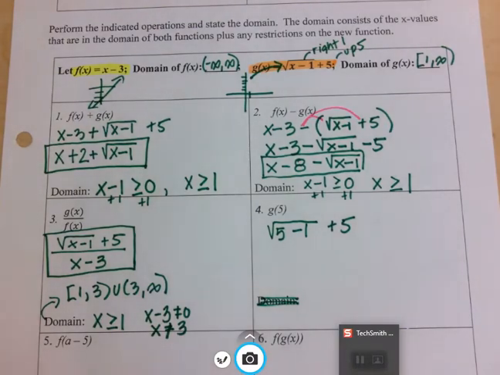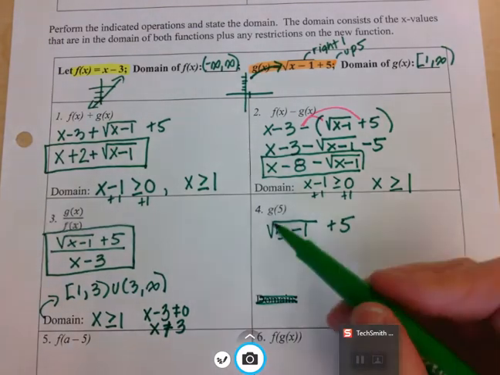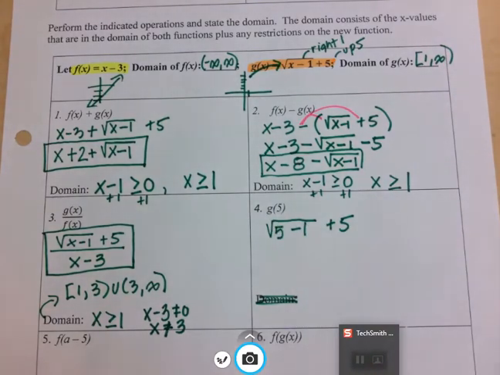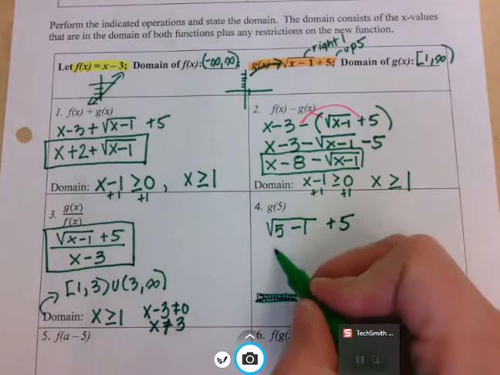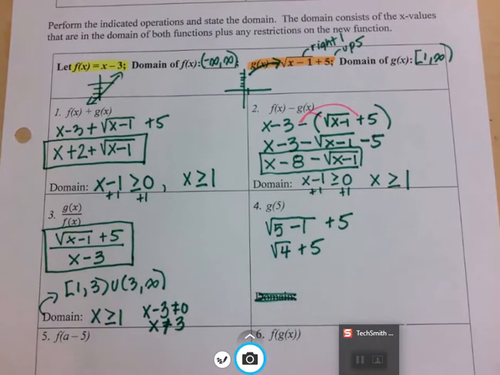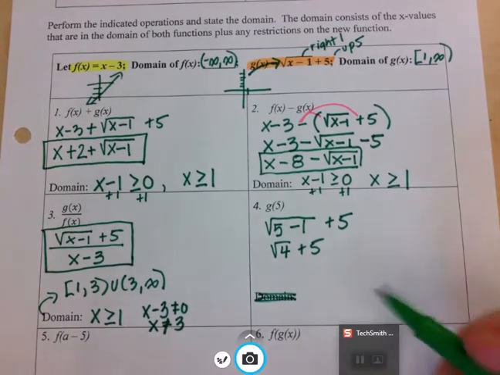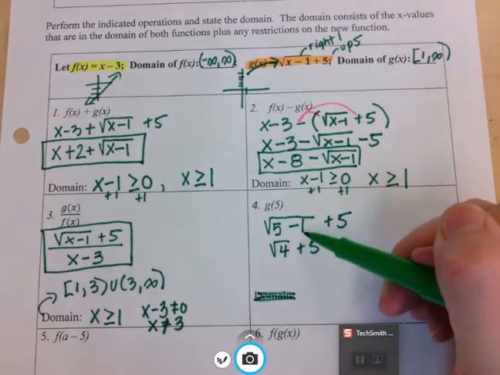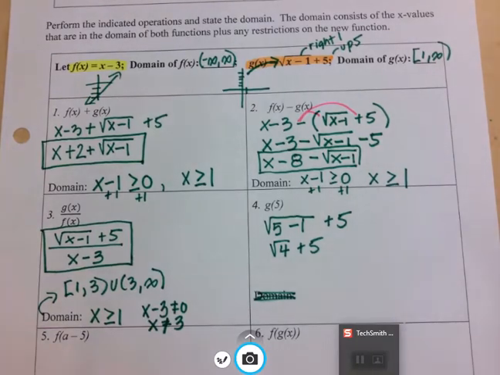So it'd be 5 minus 1 first. Yeah, but there's a square root on the 5 minus 1. So first we do 5 minus 1, what do we get? 4. So I have square root of 4 plus 5. What are you getting the square root of 4 from? So I did 5 minus 1, and I got 4. And then what is the square root of 4? 2. Very good.